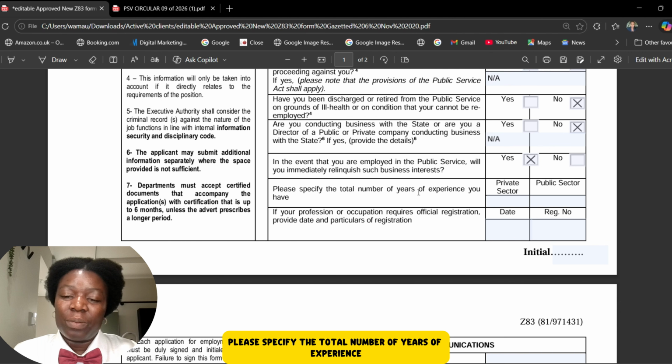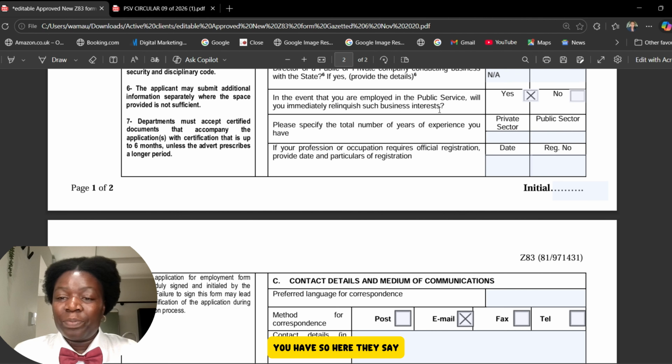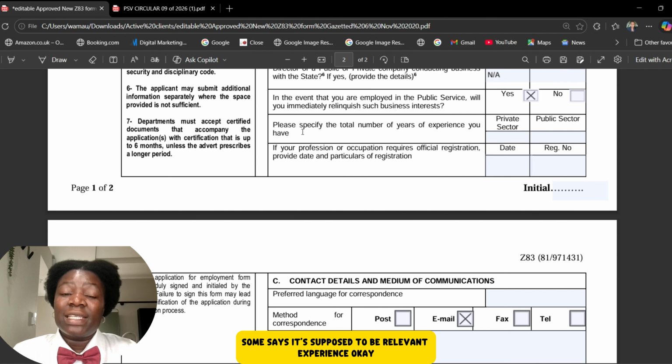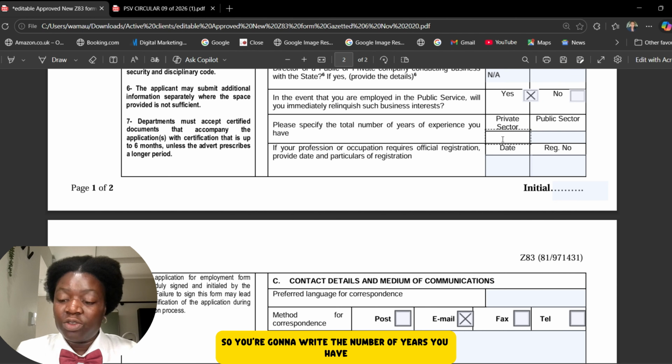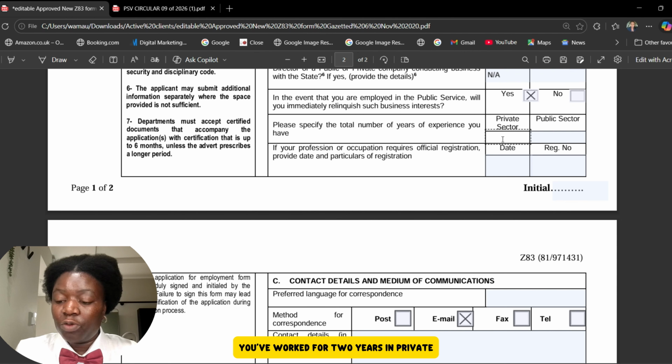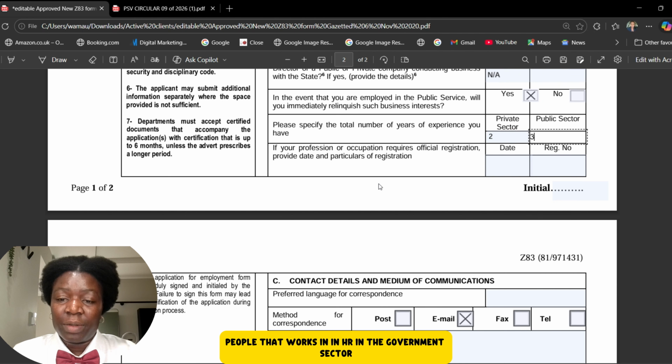Please specify the total number of years of experience you have. So here, they say you're going to specify if you've worked in the private sector. Some say it's supposed to be relevant experience. Okay, so if you're applying for a job as an administrative clerk, it has to be experience around that. So you're going to write the number of years you have in public sector. Let's say, for example, you've worked for 2 years in private, and then you've worked for maybe 3 years in the public sector. You're going to put that, but it has to be relevant experience. That's what I learned from people that work in HR in the government sector, right?